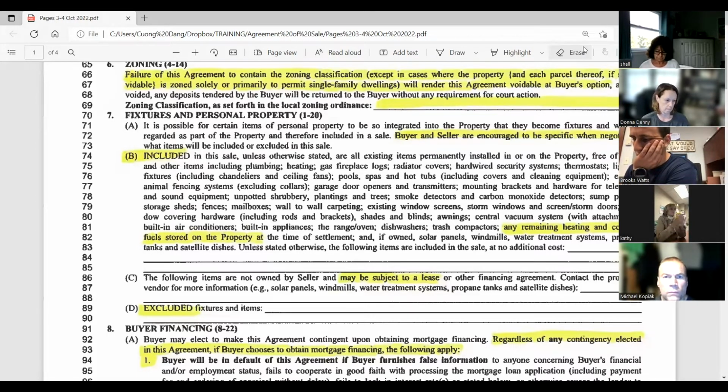The biggest thing that I highlighted here, and we always seem to have an issue, especially in rural areas where a lot of people like to use pellet stoves or wood stoves or coal stoves: any remaining heat and cooking fuel stored on the property at the time of settlement. So if the oil has a full tank in it, that stays with the property, okay? Unless the tank is leased, which is a whole different subsection then.